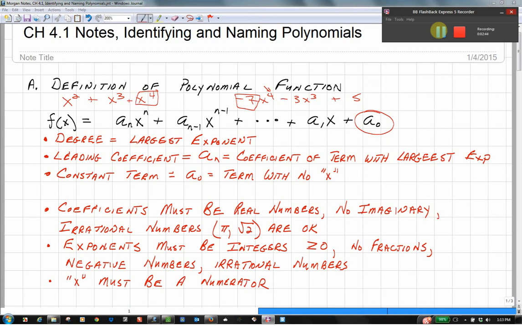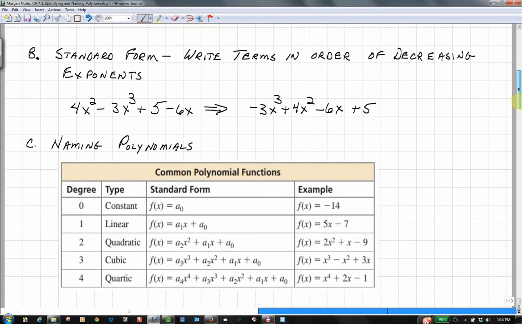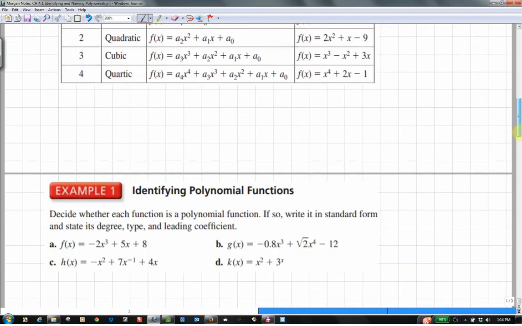Okay, now let's move to the exponents. The exponents can't be negative. They can't be fractions. They have to be the real numbers that are integers like 0, 1, 2, 3, or 4. No fractions, no negatives, no imaginary numbers, no square roots, just nice whole numbers. That's what the exponents have to be. Okay, so let's take a look at a couple examples and see if these are.